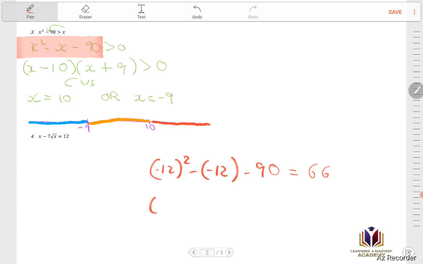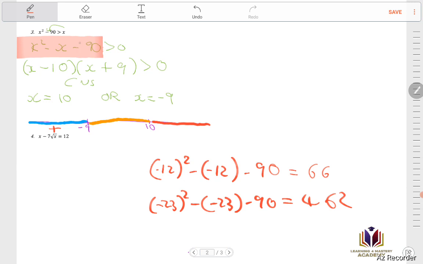Now, let's try another one, maybe further down, negative 23. Negative 23 squared minus negative 23 minus 90 gives us 462. So you can try your own numbers, but you'll notice that when you substitute any number less than -9, your answer becomes positive. So we're going to mark this section as positive. Meaning, whatever x value you pick in the blue section, because remember, the number line represents possible values of x, when you substitute it into the equation, it's going to give us a positive answer.